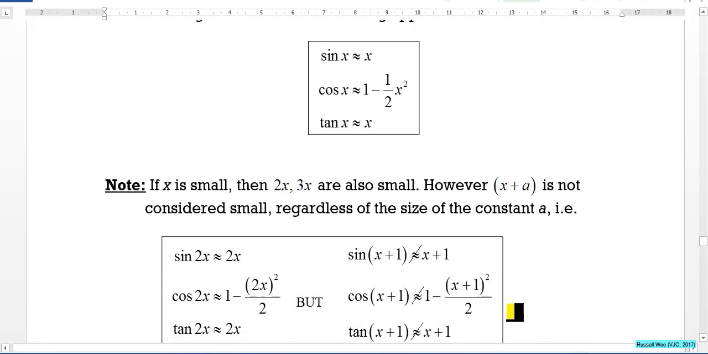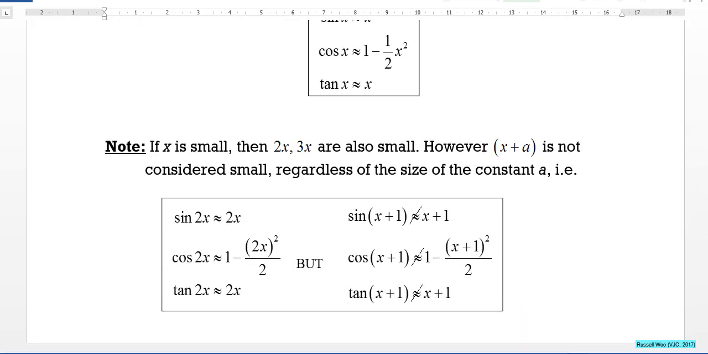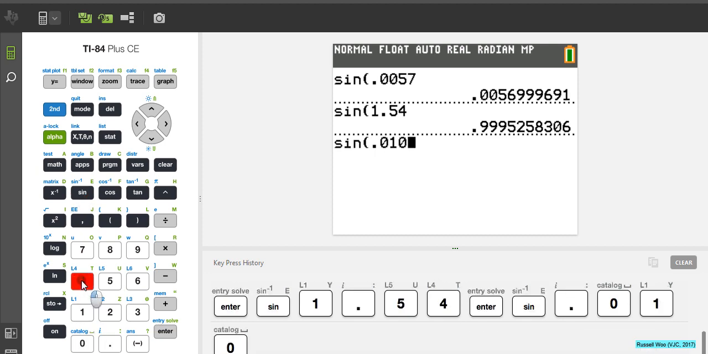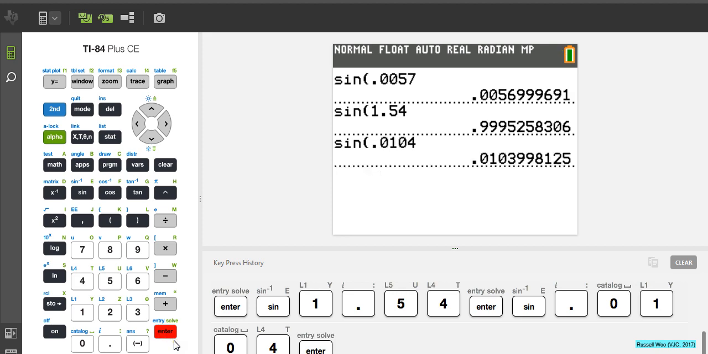Okay, next slide is also very important. Does it make sense to all of us that if x is small, 2x is also small? That means, I take 2 times of this, 0.0104. You try sine 0.0104. You will still get something close to 0.0104. Follow what I'm saying? But if you don't take 2 times, you take 10 times, 20 times, 200 times of it, then you've got a problem. 2 times of it is still small. Yes?